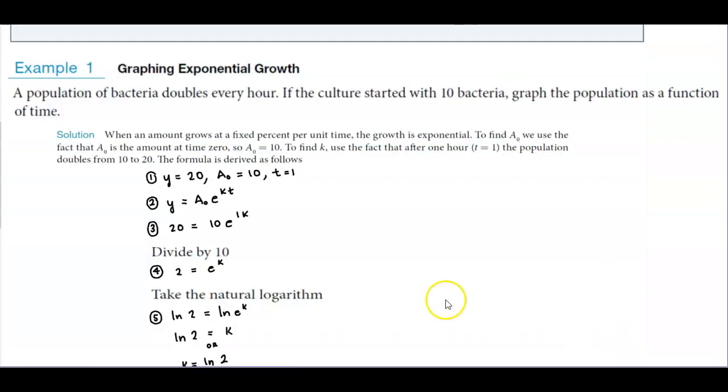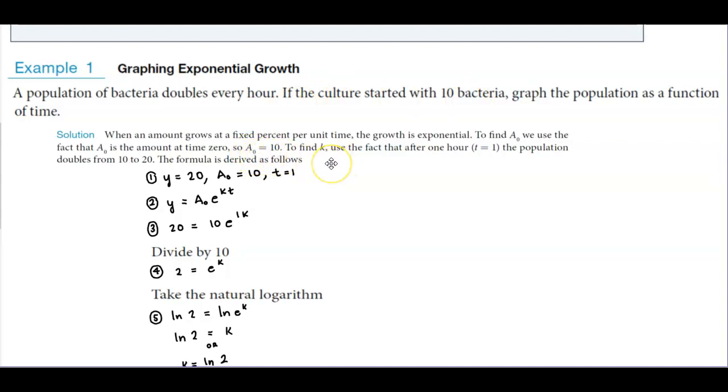So in example number 1, we're going to be graphing exponential growth. A population of bacteria doubles every hour. If the culture started with 10 bacteria, graph the population as a function of time. Now, when an amount grows at a fixed percent per unit time, the growth is exponential. To find the initial value, we use the fact that the initial value A is the amount at time 0. So at time 0, there's 10 bacteria, so A subscript 0 is going to be equal to 10.